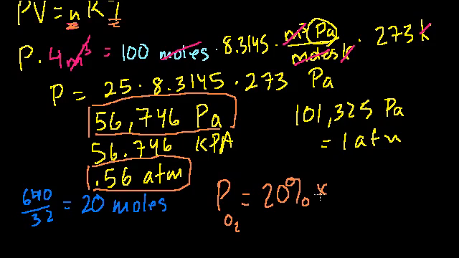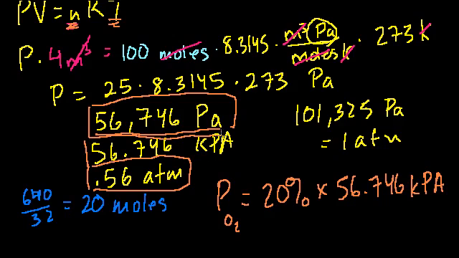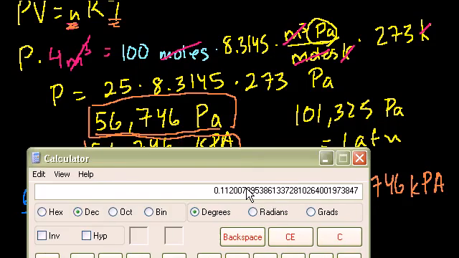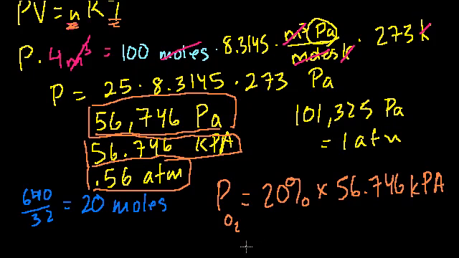20% times 56.746 kilopascals. I just took this pressure measurement. I could have done 20%, if I wanted in atmospheres, times 0.56 atmospheres. And so the partial pressure of oxygen, well, I already have the 0.56 written there, so times 0.2 is equal to 0.112 atmospheres. It's just 20% of this.